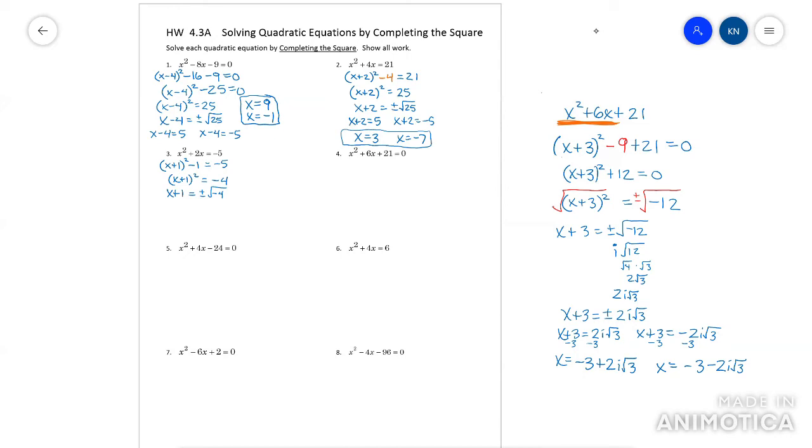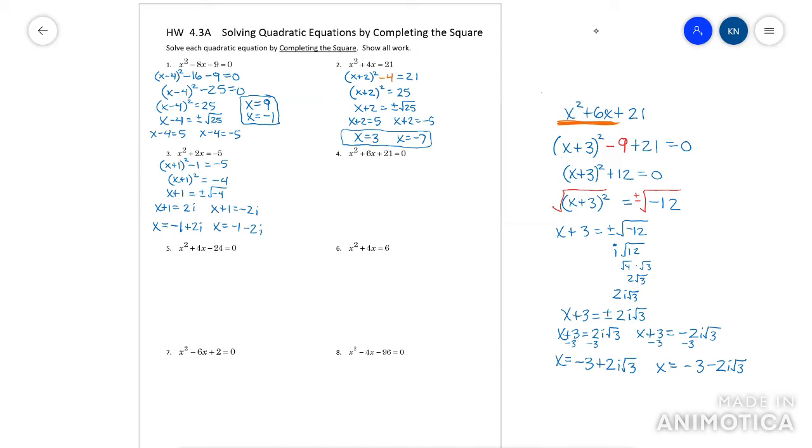This root -4 becomes 2i. So now I've got x plus 1 equals +2i and x plus 1 equals -2i. And then just subtract 1. These are going to be complex numbers. They're not like terms. Do not combine them. So I've got -1 plus 2i, and I've got -1 minus 2i.